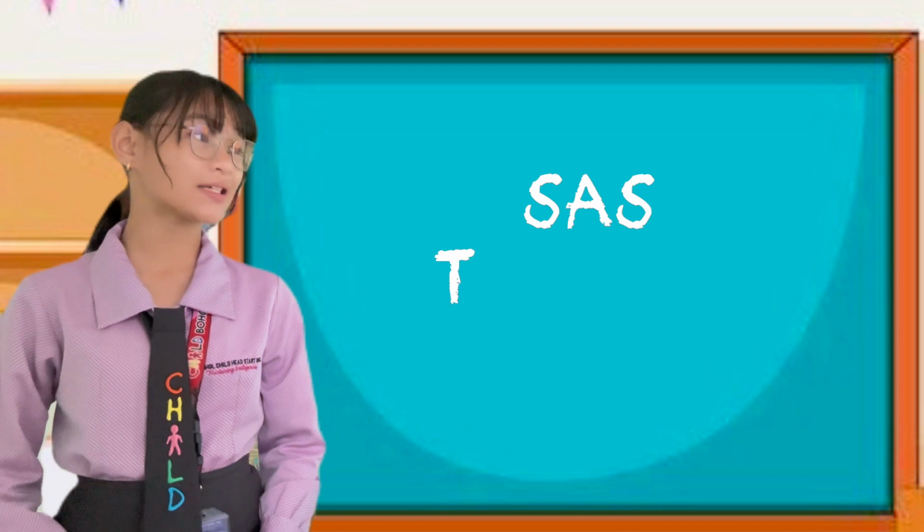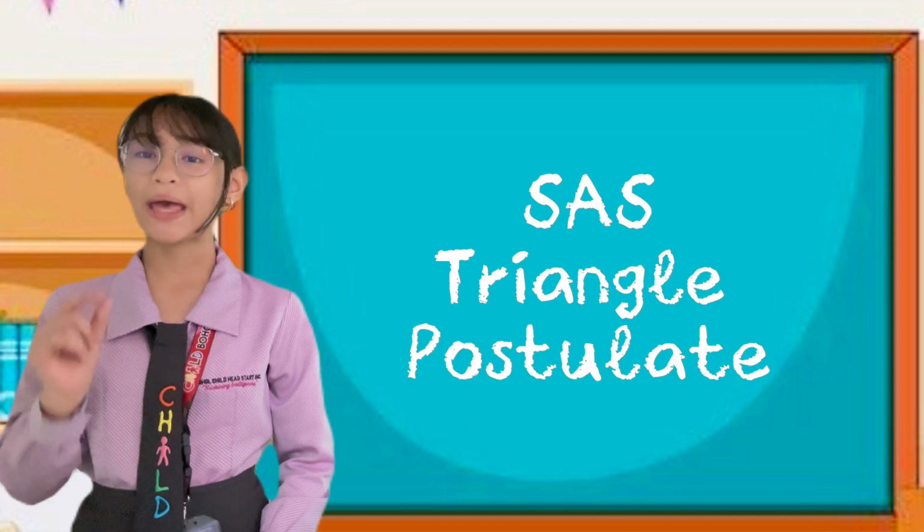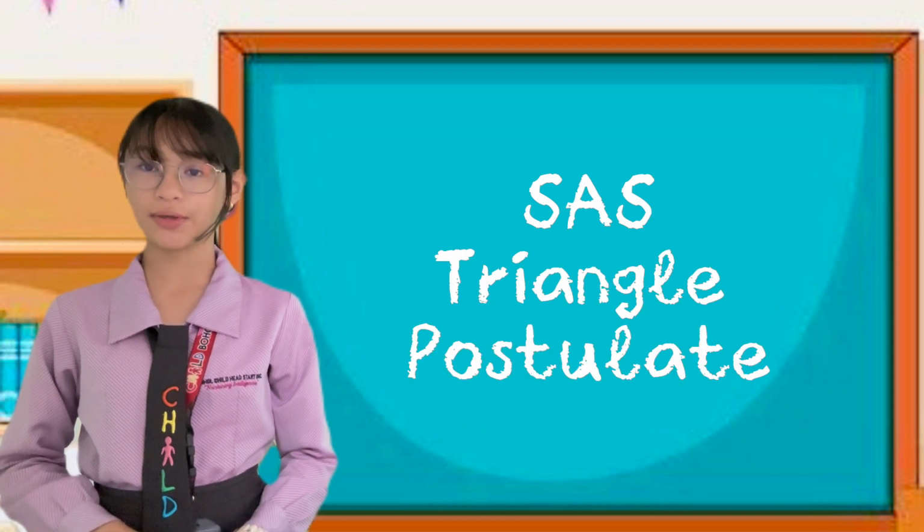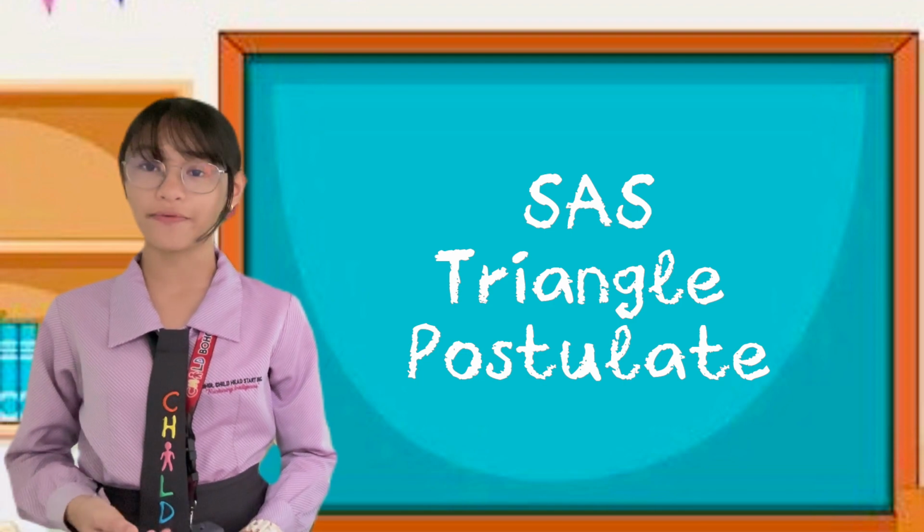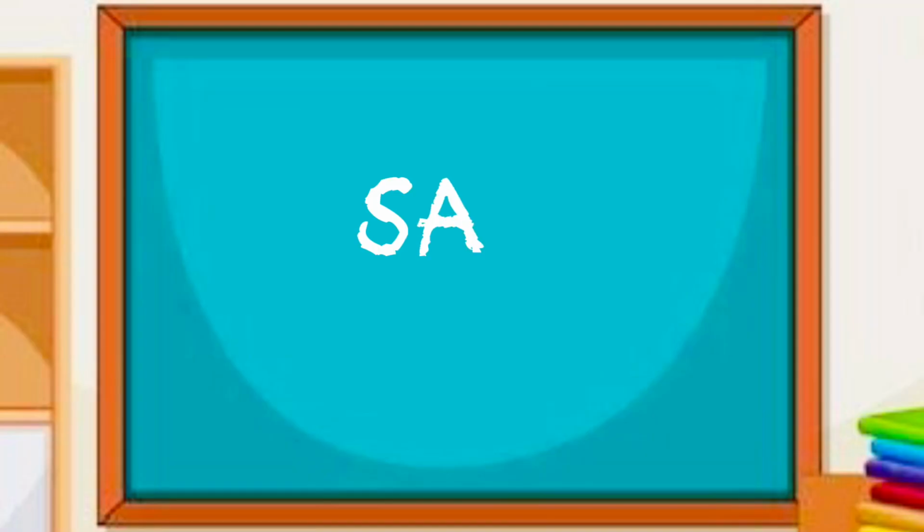Remember, when applying the SAS triangle postulate, pay close attention to the given information about the sides and angles of the triangles. Now, why is this postulate so important? Well, congruent triangles have identical measurements for their corresponding sides and angles, which means they are essentially the same triangle. This concept is not only crucial for geometry, but also has practical applications like engineering, architecture, and even robotics.